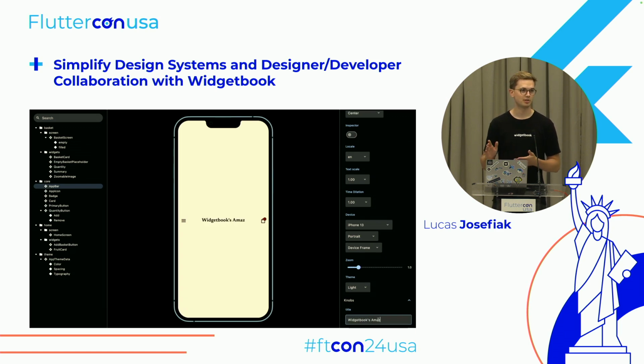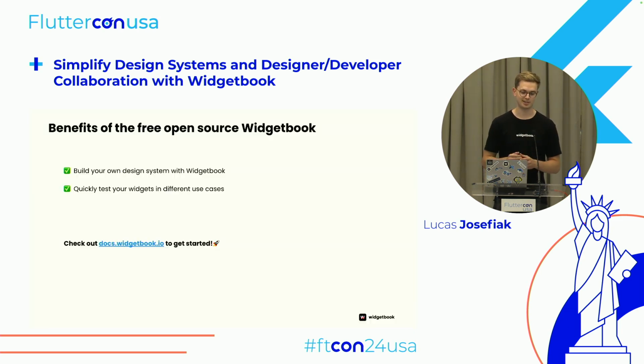Every data type that you can possibly use is supported by Widgetbook. So our customers, for example, define themselves knobs to very easily switch between colors or switch between different states in like a drop-down menu. So all of that is something that you can do. And to get more information about the free-to-use Widgetbook open source package, you can just check out our docs. So if you go to docs.widgetbook.io, you can get started with it.